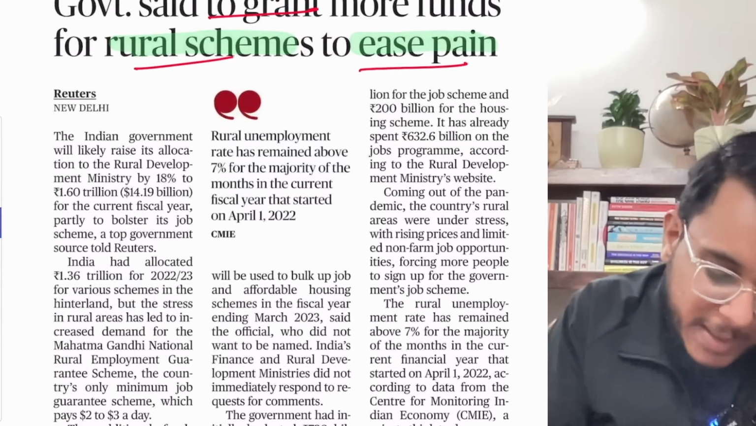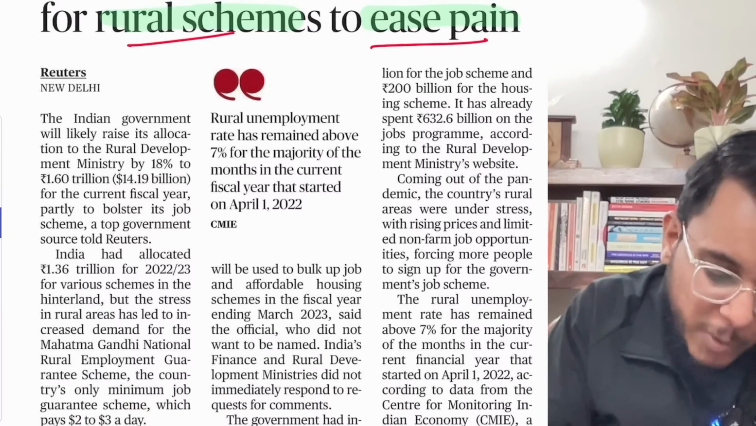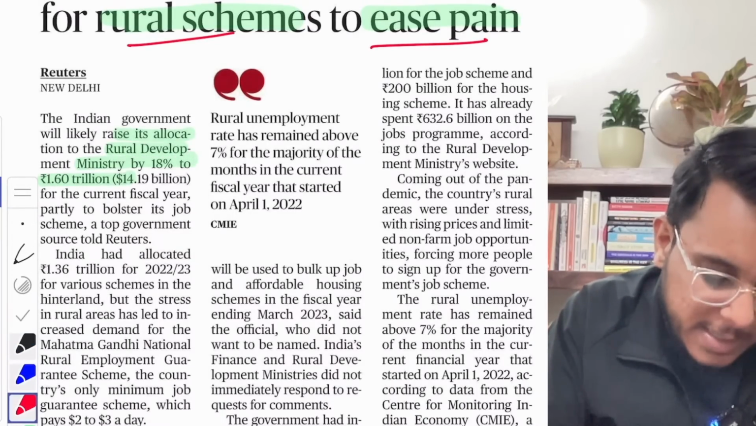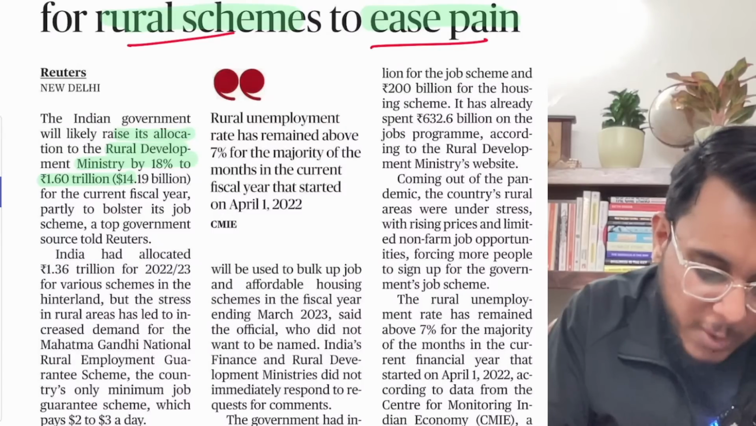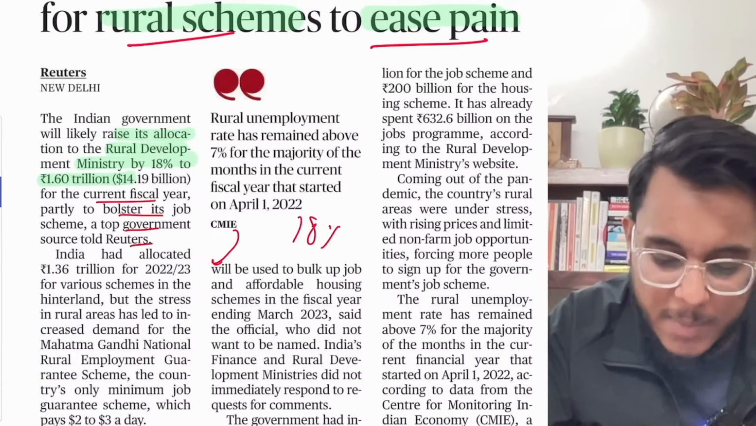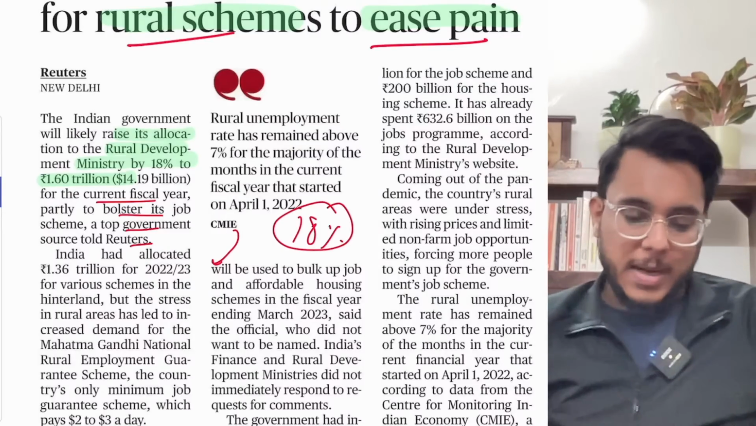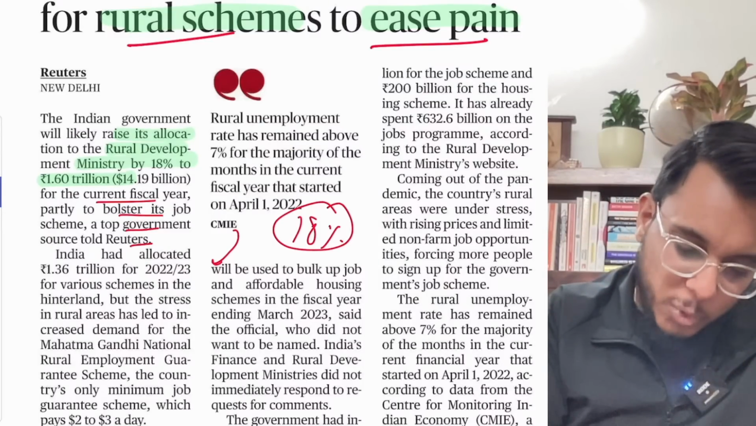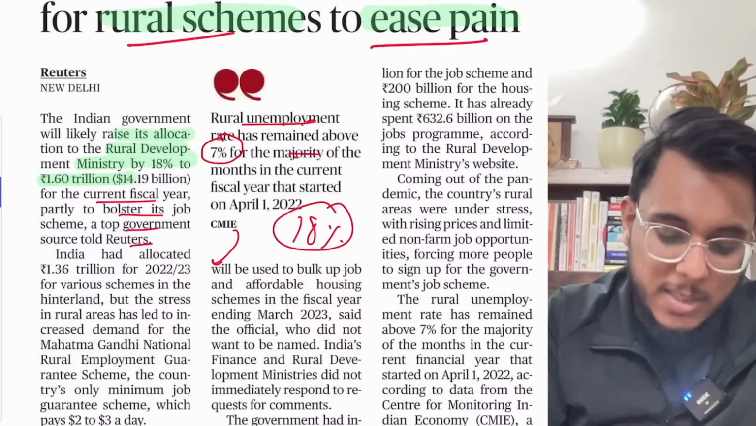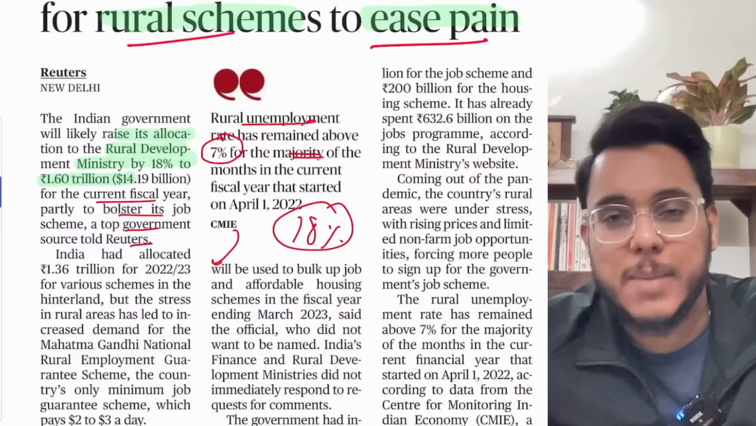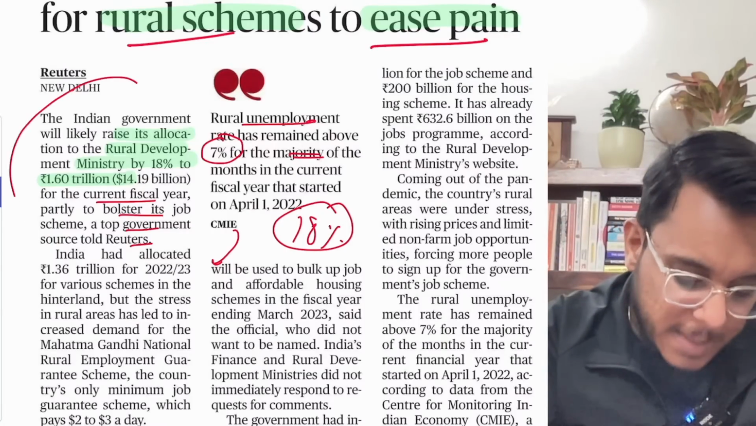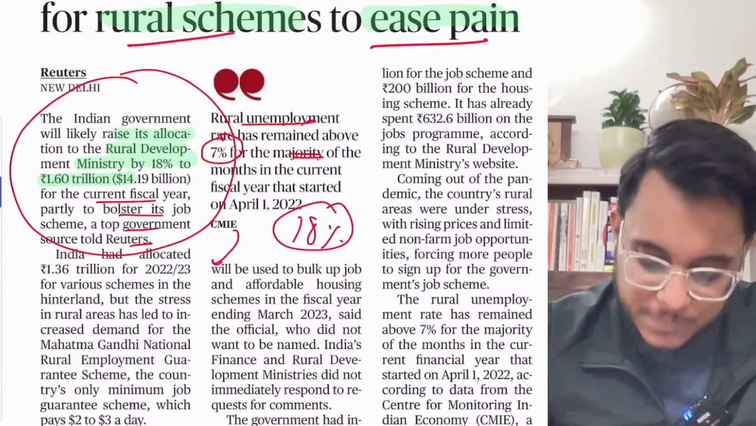So now the government is deciding that it will raise the allocation of the rural development ministry by 18% to 1.6 trillion rupees. Okay, so in the present budget that will be coming, an 18% increment will be given to the rural development ministry. Now the rural unemployment rate in recent times has been 7%, which is very high. So to tame that rural unemployment, the rural stress, the rural pain, an 18% increase will be given. Is it clear or not?